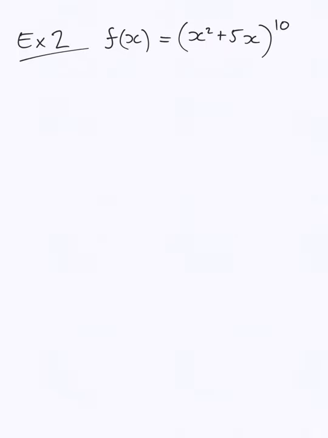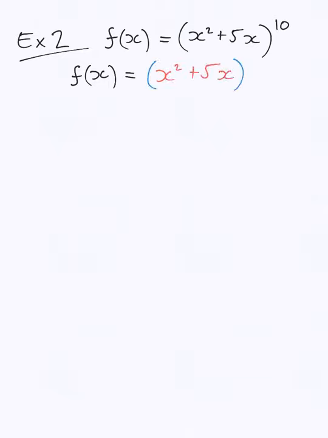Second example. Let's say f of x is equal to (x squared plus 5x) to the power of 10. We could multiply that out. Write down x squared plus 5x multiplied out 10 times. Do that calculation and then differentiate it. But that would take all day. So instead we're going to use the chain rule. So we'll write it down. f of x equals (x squared plus 5x) to the power of 10.